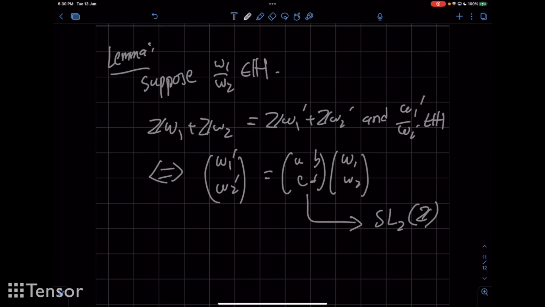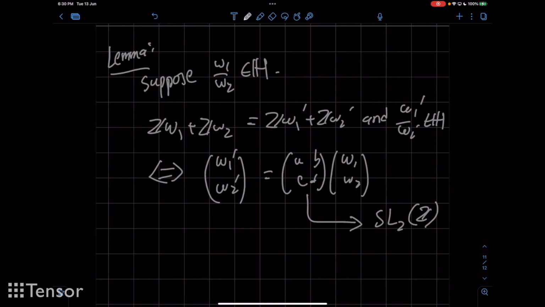So this is a stronger statement than the previous one. In the previous statement, we did not require that the ratio of omega 1 and omega 2 must be in the upper half plane. But in this statement, we are requiring that the ratio has to be in the upper half plane.